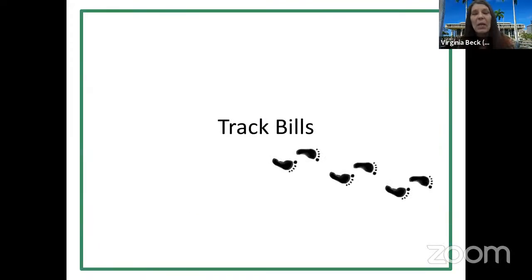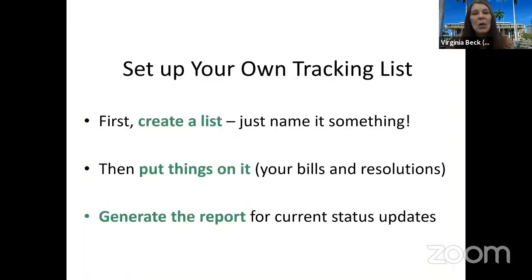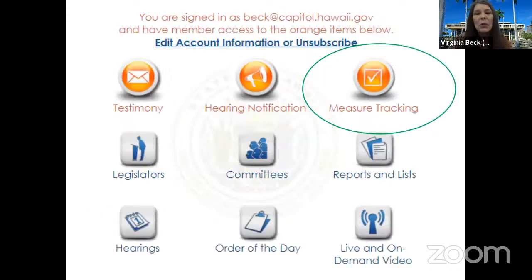So tracking bills. So you've got bills that you're interested in, and you signed up for hearing notices, but then you also want to keep track of, okay, what happens after the hearing? And, did they do decision making? What happened to the bill? So bill tracking is really nice. If you're following more than 3 or 4 bills, I would highly recommend setting up your own tracking list. You'll just create a list by naming it something. You'll put things on it, and then you'll generate a report. So you'll sign into the website, click on Measure Tracking.